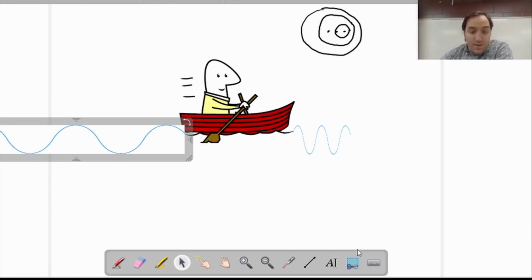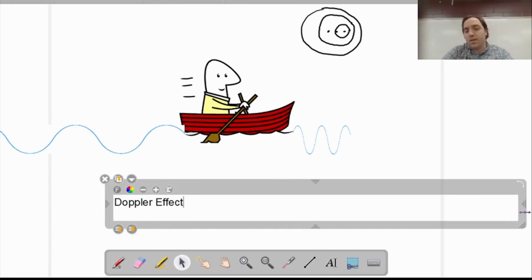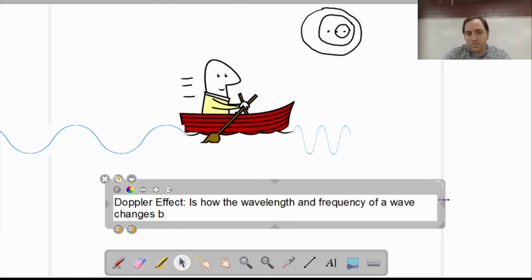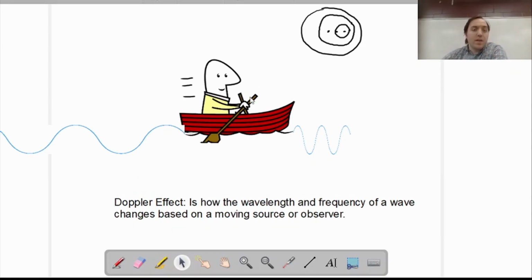The Doppler effect specifically refers to how waves change as the source or observer moves. In this case, the one I've drawn here with the moving man, the boat itself is moving. The source of the wave is moving, causing this change.